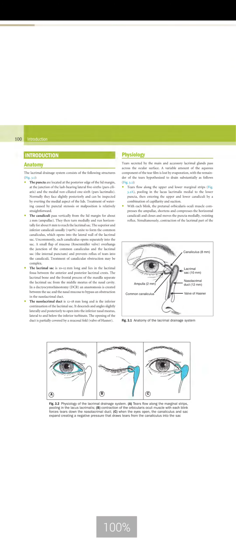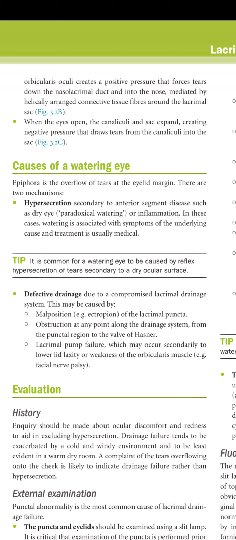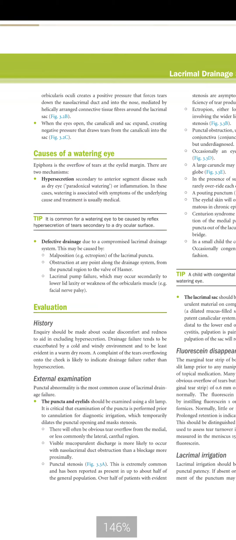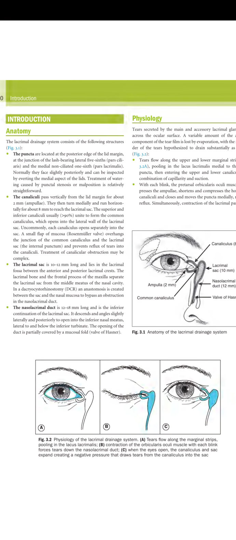Simultaneously, contraction of the lacrimal part of the orbicularis oculi creates a positive pressure that forces the tear down the nasolacrimal duct and into the nose, mediated by the helically arranged connective tissue fiber around the lacrimal sac. When the eye opens, the canaliculi and sac expand, creating a negative pressure that draws the tear from the canaliculi into the sac. So in this portion, you have to understand about the positive and the negative pressure.